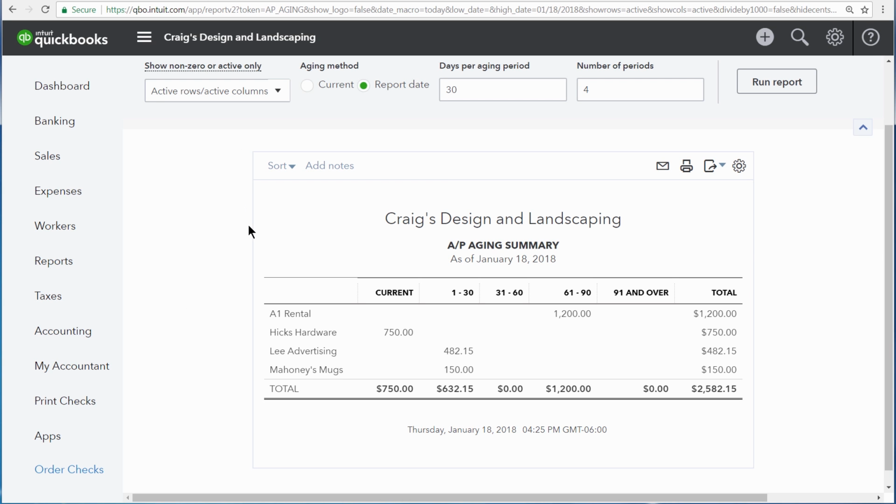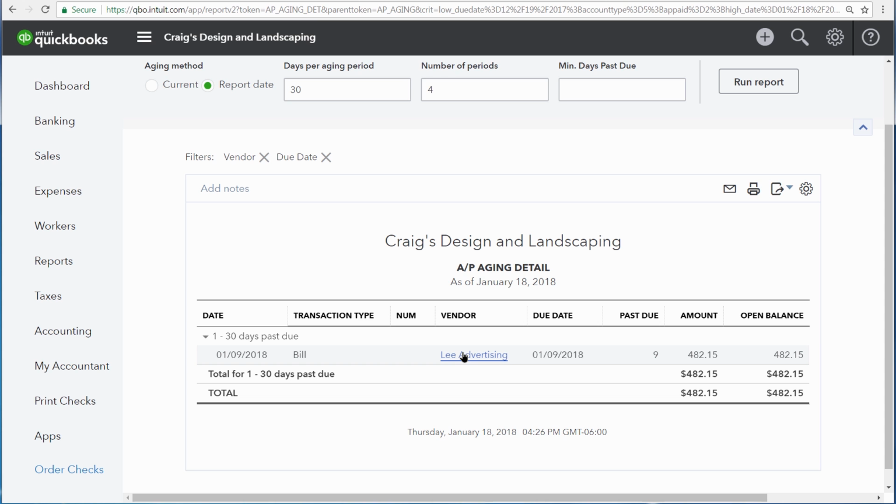From here, you can see each one of the vendors that you owe money to, as well as the balance on all of the bills that you are current on, and then the balance of all the bills that you are late between 1 to 30 days on, 31 to 60 days, 61 to 90 days, and also 91 days and over. This report gives you a total by aging period and also by vendor. Finally, you can zoom in and see what transactions make up these totals by clicking on any one of the numbers, and here QuickBooks will show you the specific bill that you owe money on.